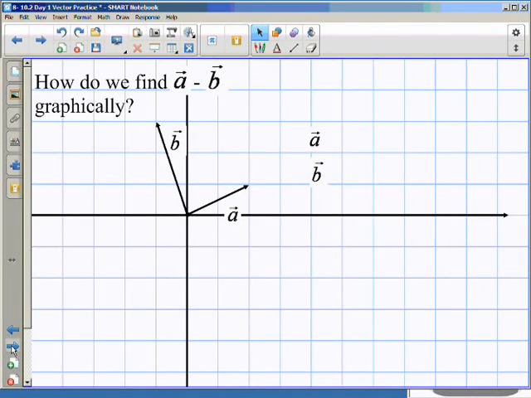So graphically, let's just go through this real quick. We would take this vector and move it in the opposite direction. It would be, in this case, my B vector is negative 1 plus 3.